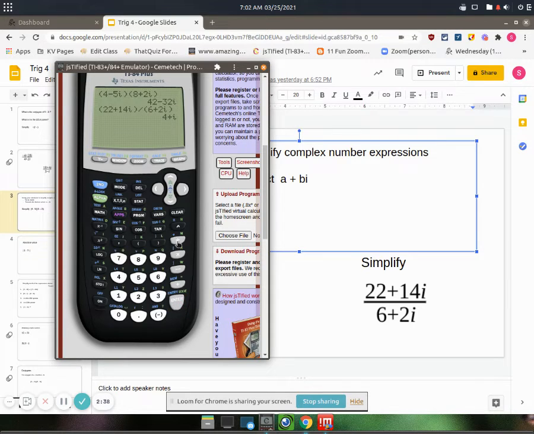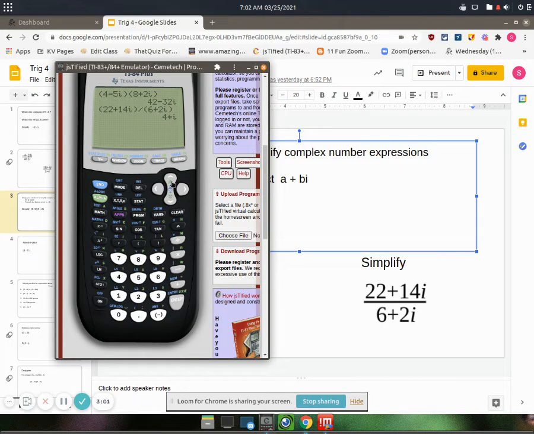It does all that operation for you, where you multiply the bottom by the conjugate, 6 minus 2i. It does all that for you. Of course, if you still wanted to, you could just use your calculator for the multiplication part and still work these out by hand. Now, sometimes the answer won't turn out this nice.